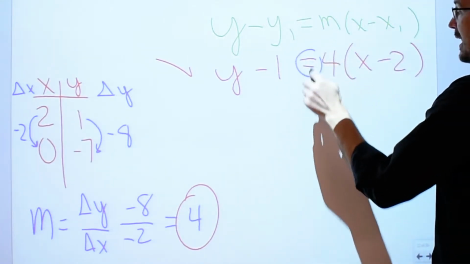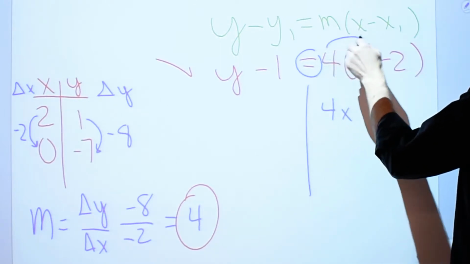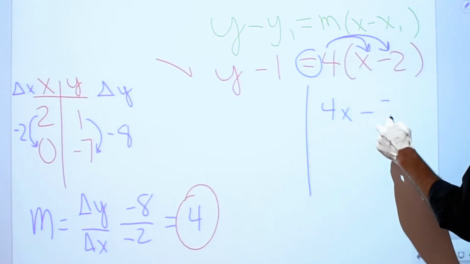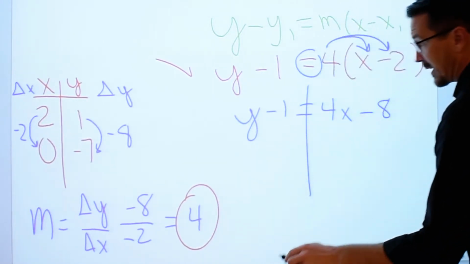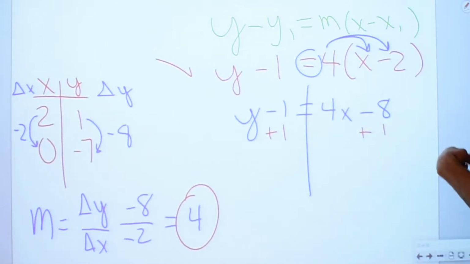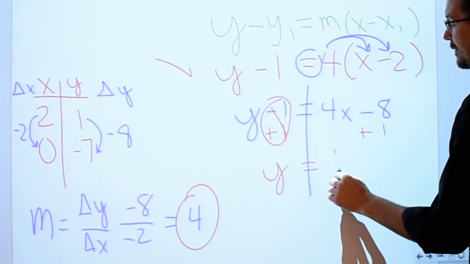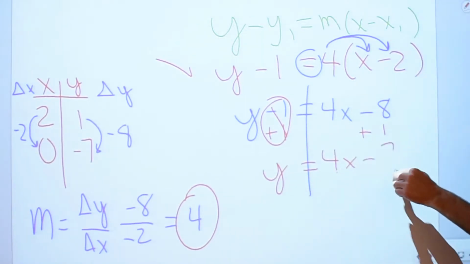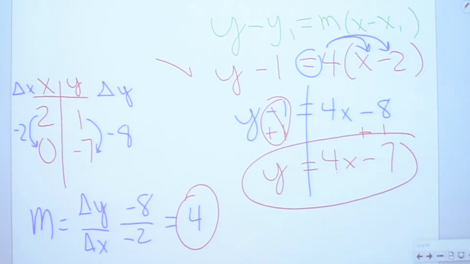But if I want to put it in slope-intercept form, that means I need to simplify. So I'm going to go ahead and go 4 times x is 4x. 4 times negative 2 is negative 8. And now I want to get y alone, so I'm going to get rid of this constant. So I'm going to go plus 1. If I add it to one side, I have to add it to the other to keep it balanced. This is 0. I get y equals 4x minus 7. Boom! I'm done! How awesome is that?